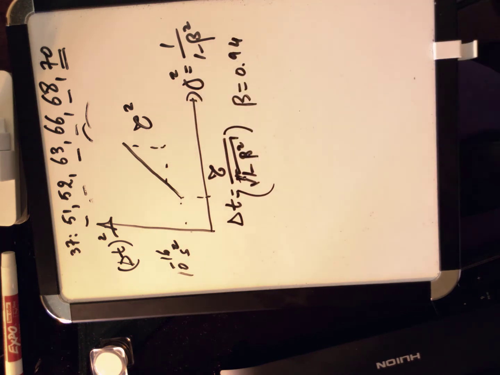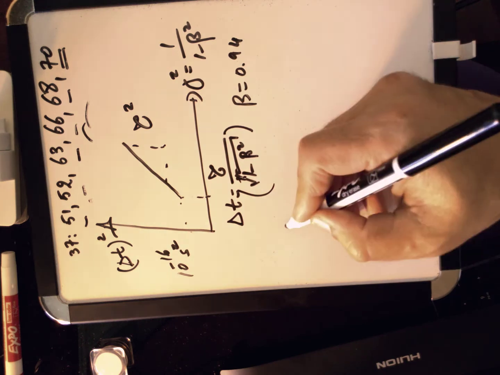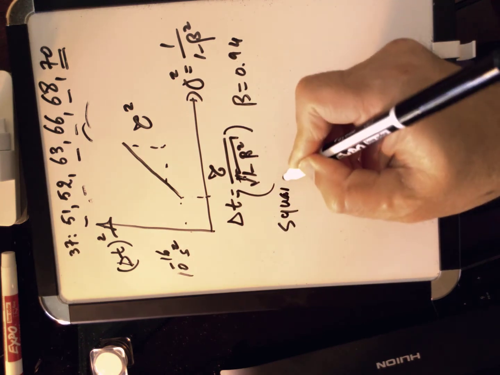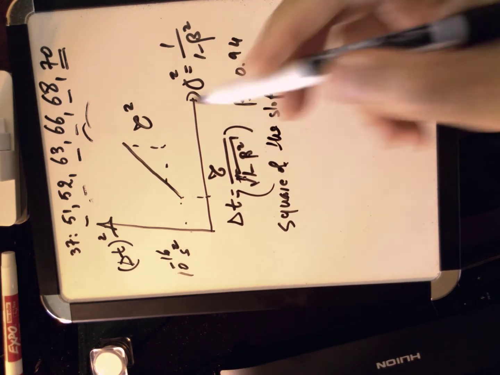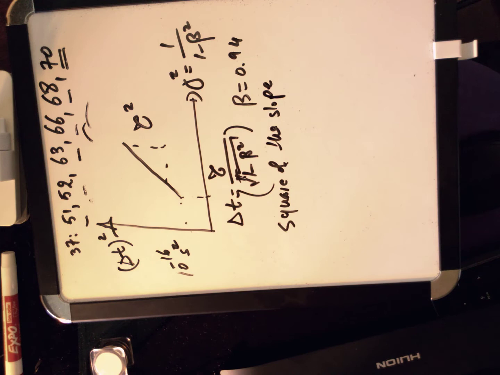So basically that's find the slope. Don't forget to take the square root of the slope, because the slope by itself is going to be tau squared. So you need to find tau itself, which is the square root of the slope.